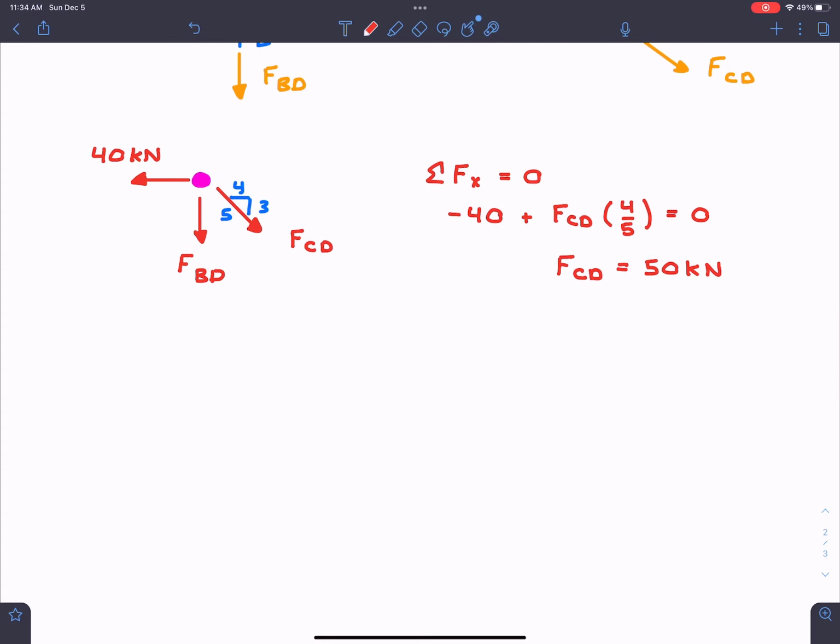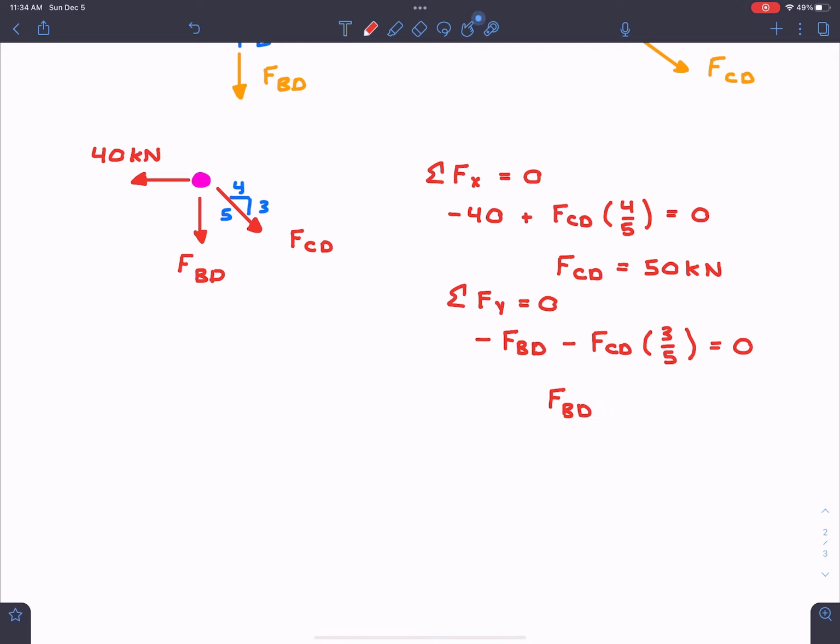All right, so I'm going to come down here. We now have the sum of forces in the y direction equal to 0. If we look here, we have BD going downwards, so we have negative FBD, and it's going strictly downwards, so the full force is going down. And then we have FCD also going downwards, so we're going to have minus FCD multiplied by its vertical component, which is 3 over 5. And this is, of course, equal to 0. So from here, we can solve for BD, not CD, because we know what FCD is.